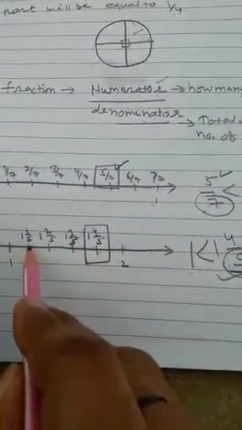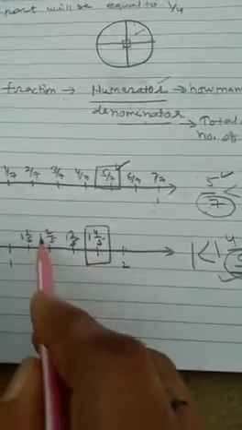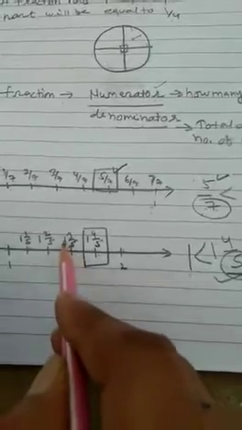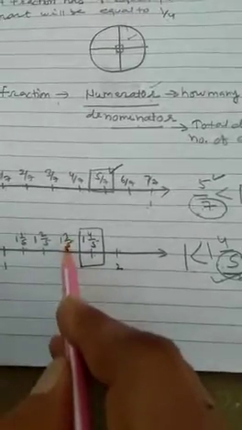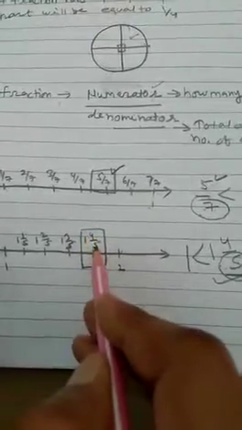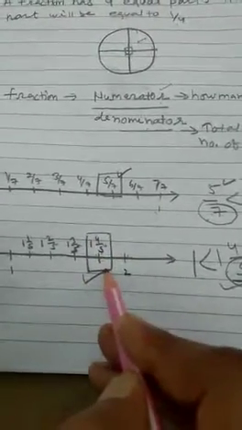The first part will be equal to 1 whole 1 upon 5. The second part will be equal to 1 whole 2 upon 5. The third part will be equal to 1 whole 3 upon 5. The fourth part will be equal to 1 whole 4 upon 5. Clear? So this is 1 whole 4 upon 5.